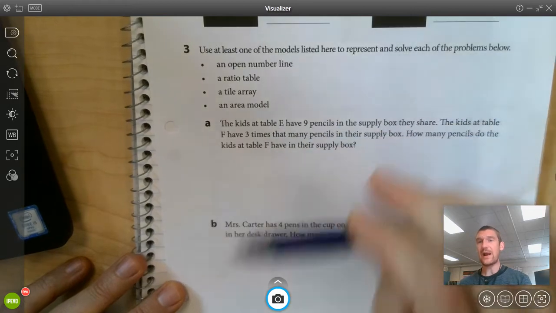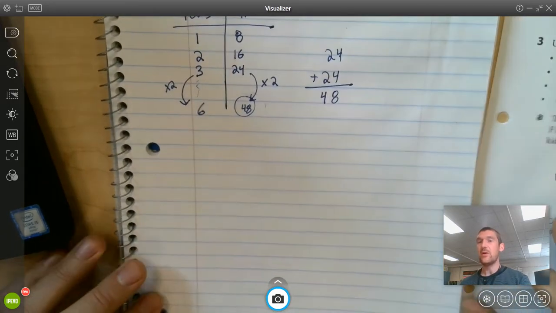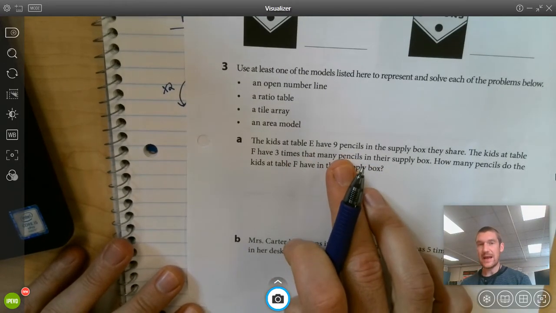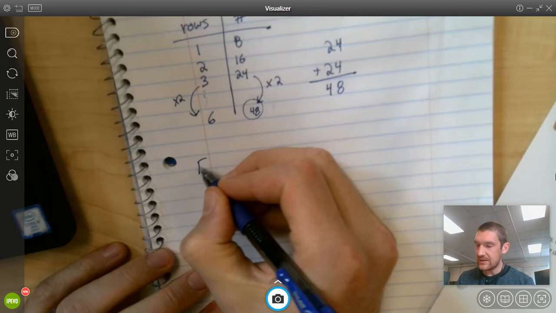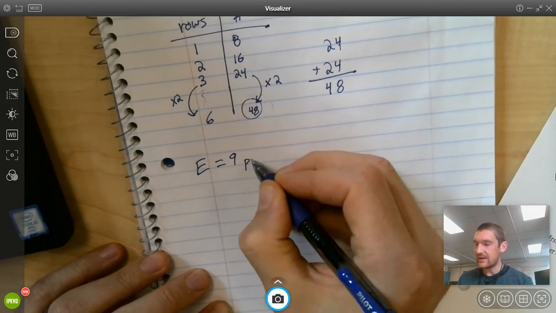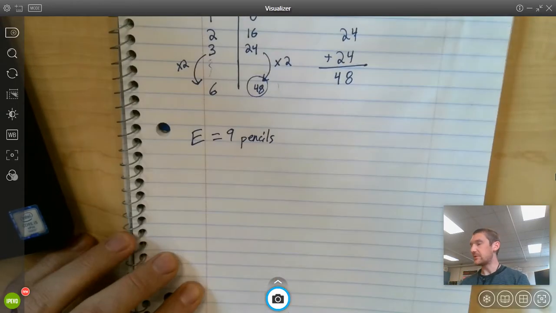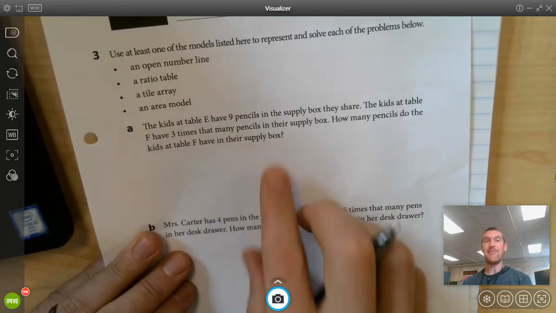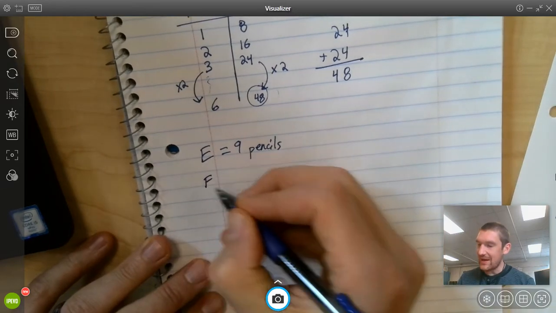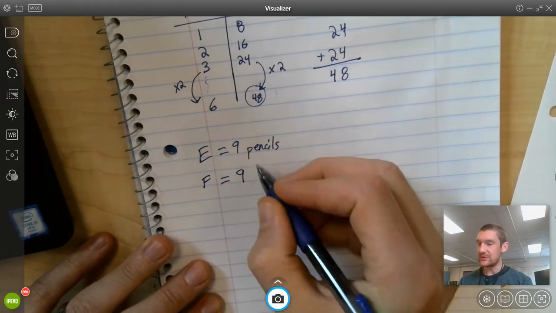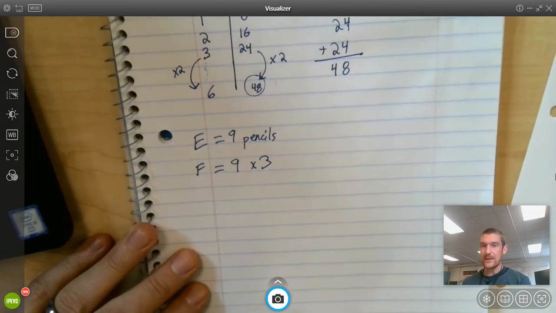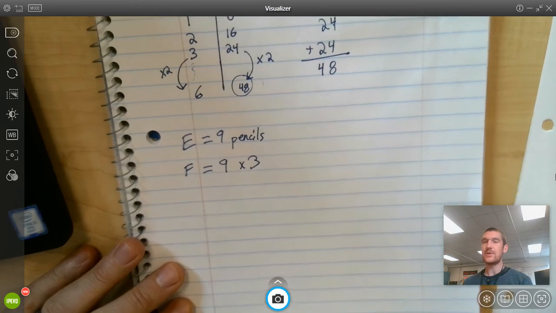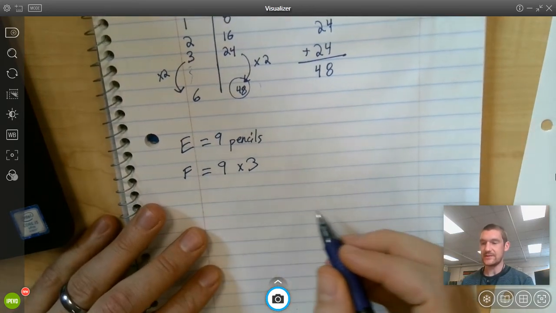That's a long paragraph. A lot of times I like to have my first step be to write down the important information. So, table E, 9 pencils. And write E equals 9 pencils. The kids at table F have 3 times that many pencils. So F is going to be 9 pencils times 3. Maybe this time I decide I'm going to use some skip counting. I'm going to use a number line kind of skip counting system.